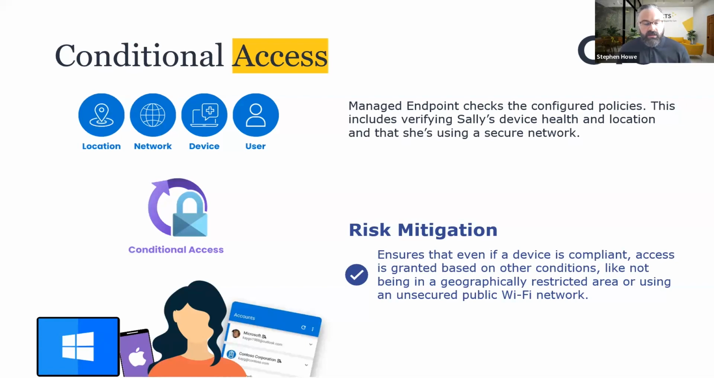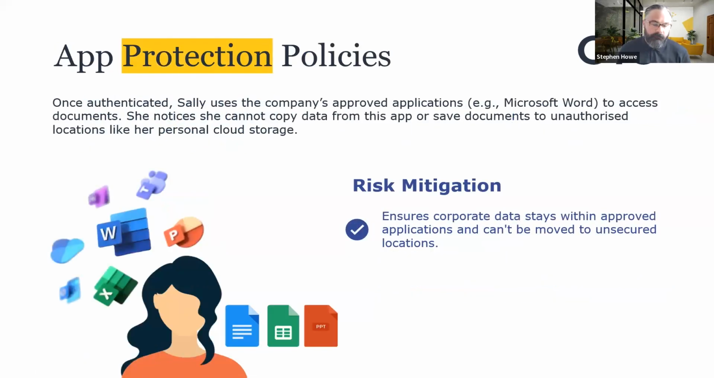And then the device, is it a known device? Is the device compliant? Does it have the right policies installed? And then lastly, the actual user. So this ensures that even if a device is compliant, the access is granted based upon other conditions. So like that geographic restricted area or using an unsecured public network. So that further mitigates risk through unknown device or unknown network or vulnerable access.